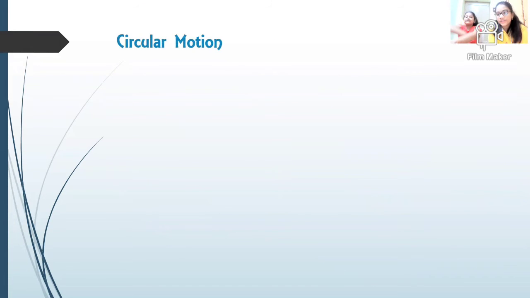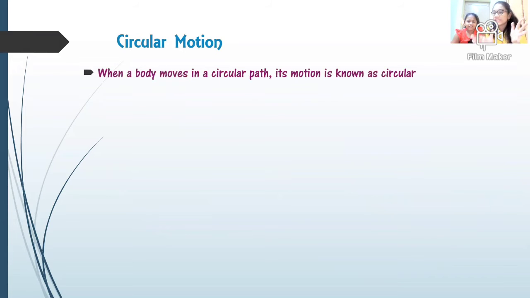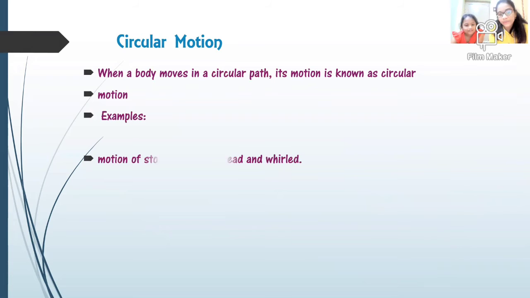Now let's learn about circular motion. When a body moves in a circular path, its motion is known as circular motion. Examples of circular motion are the motion of a stone tied to a thread and whirled around. You may have played with it when you were this kind of age, a small age, tying a stone to a thread and whirling it.